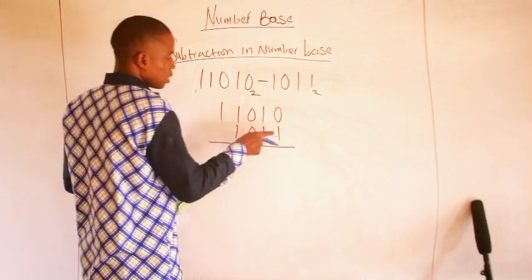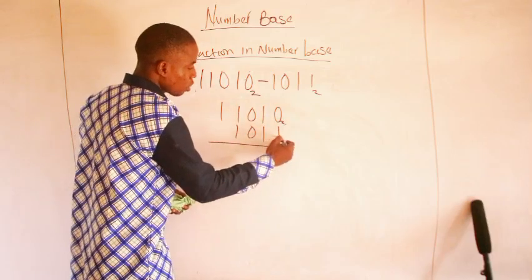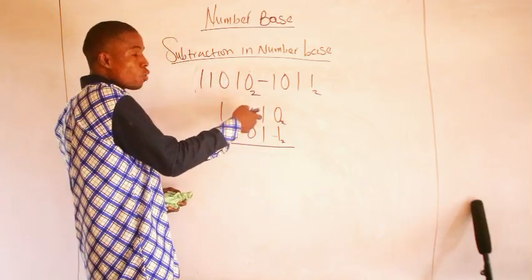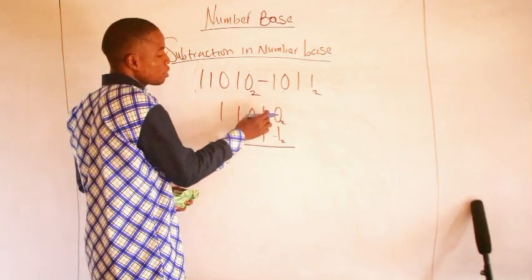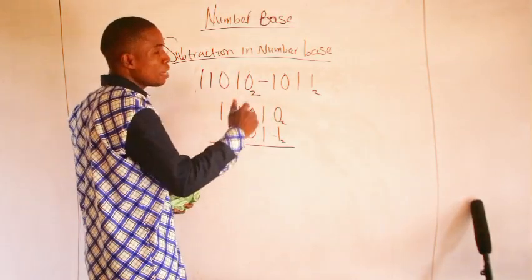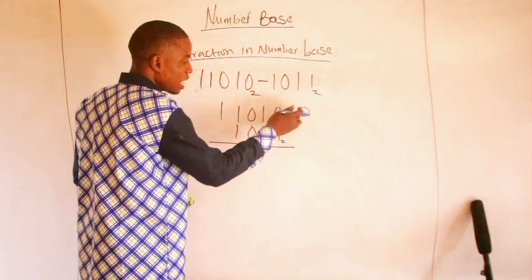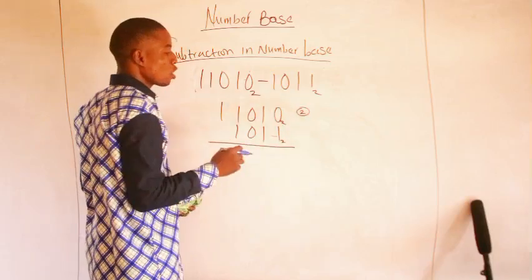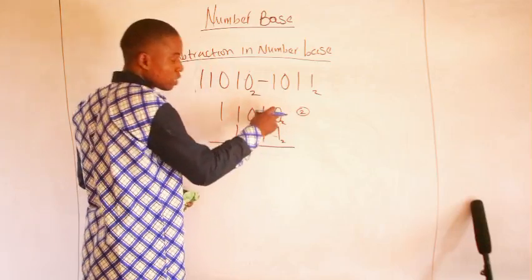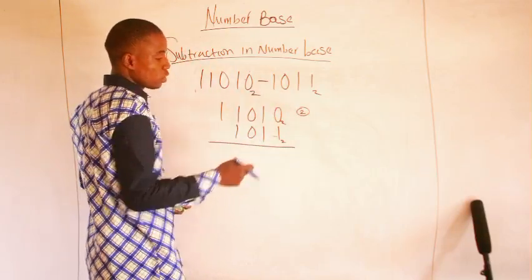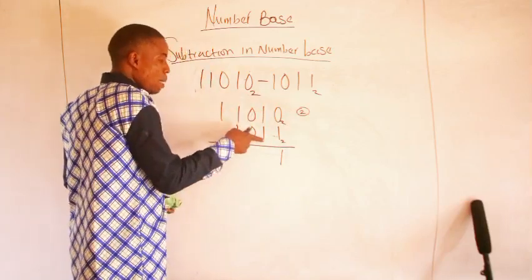Now, this one minus this, it is not possible because it is base 2. When you are borrowing, you borrow 1 from here, and this one will remain 0. The number that you borrow instantly turns to base 2. Any number you borrow turns to base 2. Now, that base 2 plus 0 is still 2. 2 minus 1 is 1. This one remains 0. Now, 1 minus 0 is not possible.